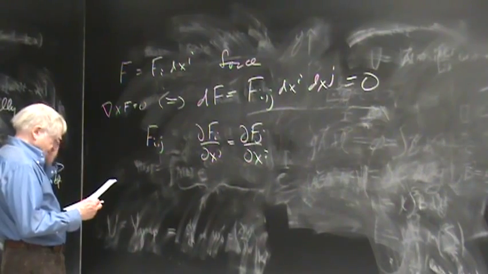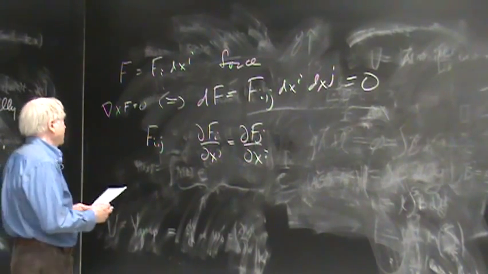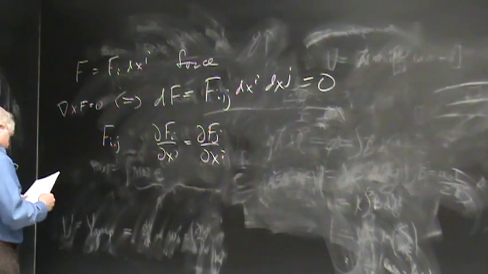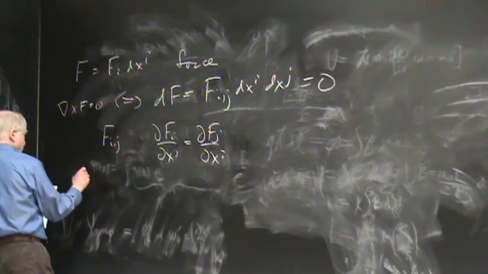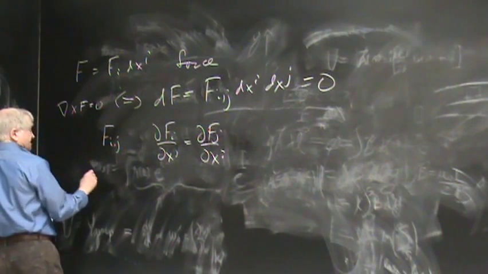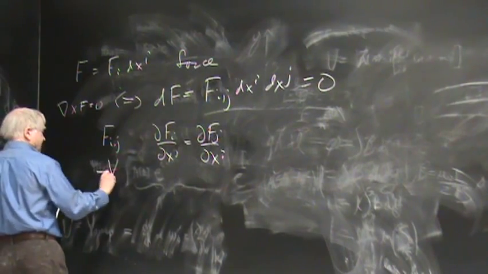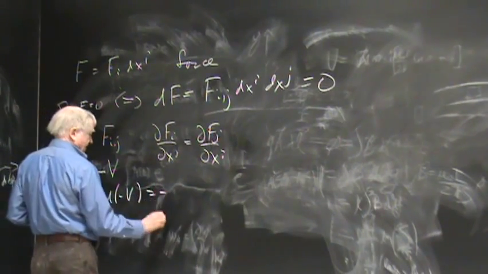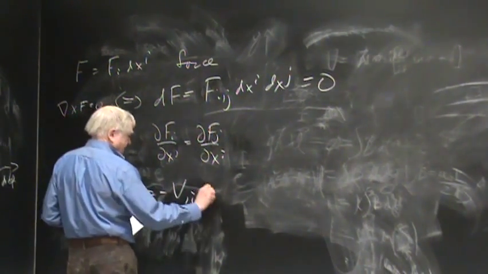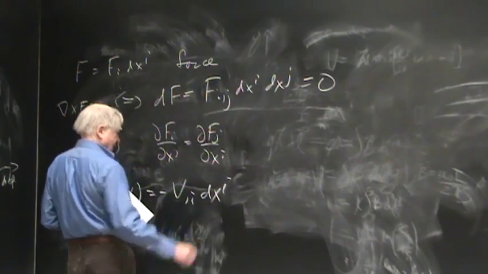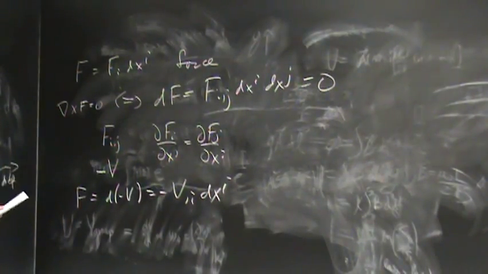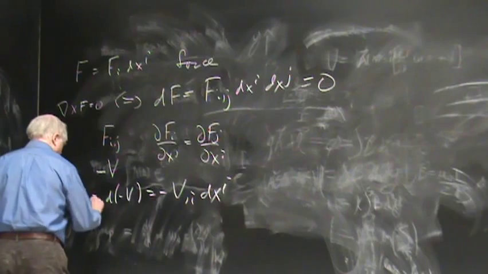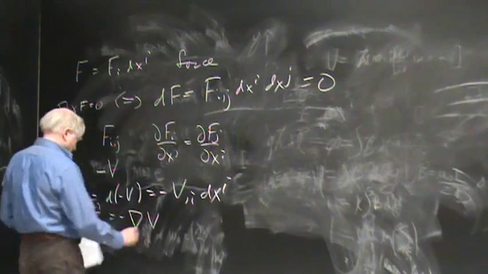All right, so if the curl is zero, or equivalently if df is zero, then there exists a zero form, minus V, such that f is equal to d of minus V, which is minus V_{,i} dx^i. And which is to say F is equal to minus grad V.